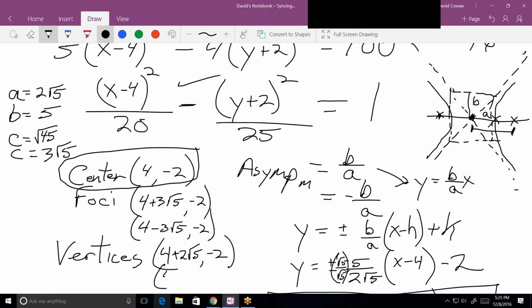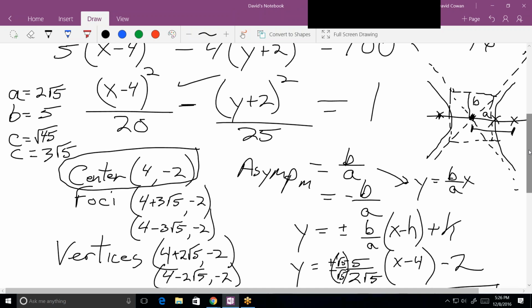The vertex on the left is 4 minus 2 root 5, that distance a, and the y coordinate does not change on those vertices. So that's everything there is to know about that hyperbola, starting with the original polynomial. If you can do that with any polynomial, regardless of what the conic shape is, you're going to be in good shape. That's the name of the game: being able to figure out all the parts of all 4 conic sections.